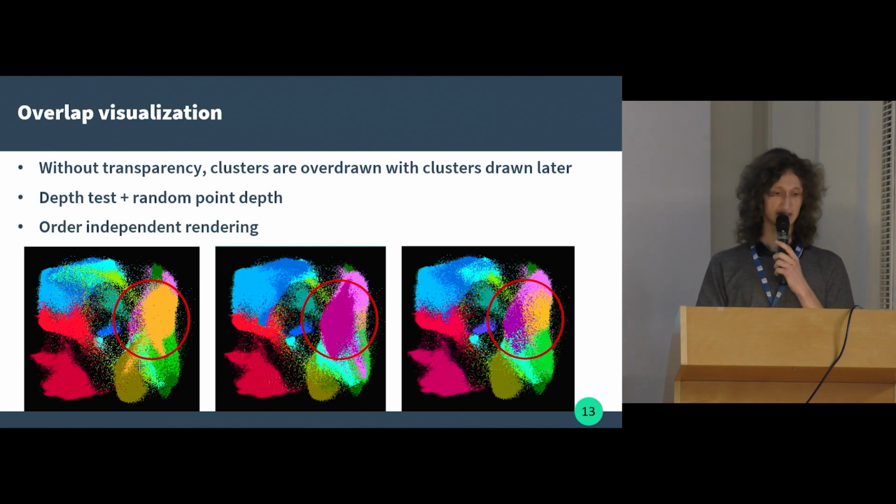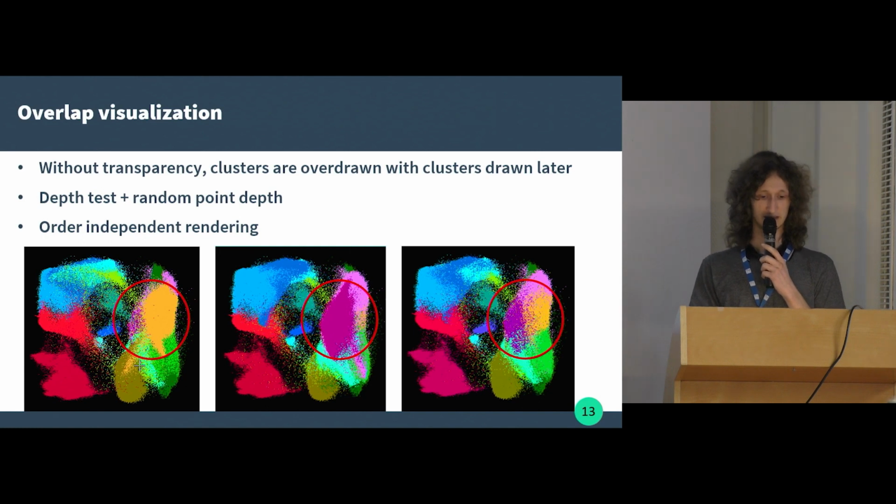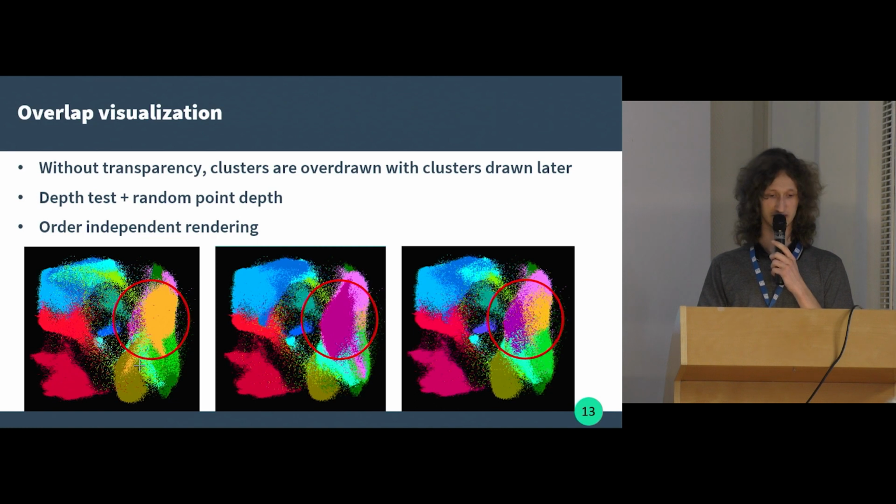So in the left image, there is an orange cluster in the red circle. In the middle image, there is a purple cluster. All we changed between those two images is that we reversed the rendering order. So we see that without depth test, the differences can be quite big.